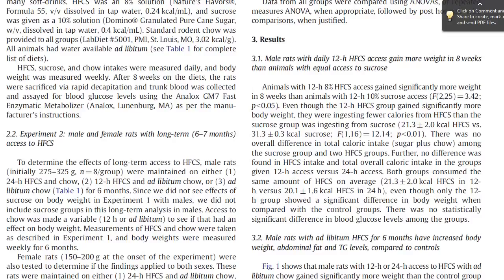Experiment 2 was male rats, and it excluded the sucrose group from Experiment 1. They measure the results of varying access to rat chow and HFCS. So some rats had 24-hour access to chow, some had 12. Others had 24-hour access to HFCS, others had 12. Experiment 3 is simply adding female rats to this experiment to allow for the measurement of sex-specific effects.